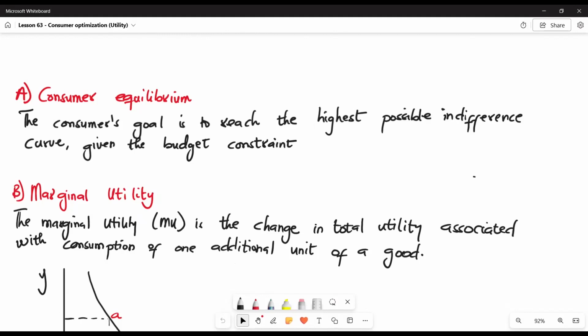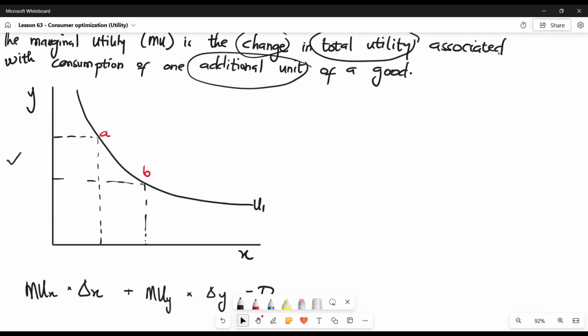Now, the notion of utility also allows us to reinterpret the necessary condition for utility maximization. So, to do this, let's begin with the definition of marginal utility. Marginal utility is the change in total utility associated with the consumption of an additional unit of a good. Now, let's consider this figure here. We have an indifference curve U1 and the consumer consumes good X or good Y. Let's first look at the initial point A.